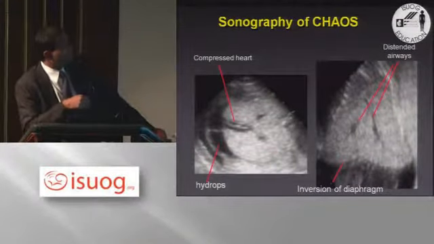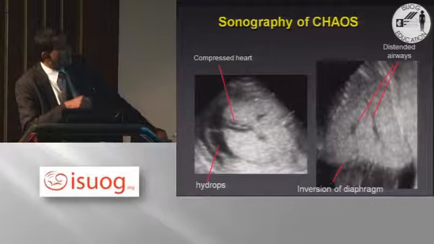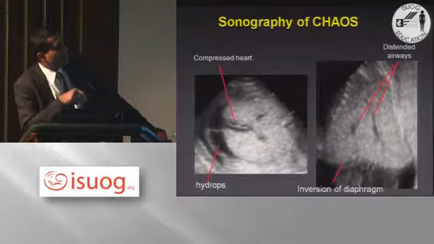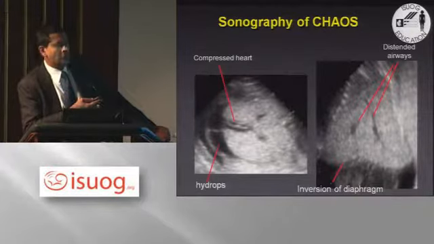Antenatally, this little sliver here is the heart, which is entirely midline and squashed between two hugely distended lungs. And there are these bronchograms showing the distended airways going down, which can be seen over here.